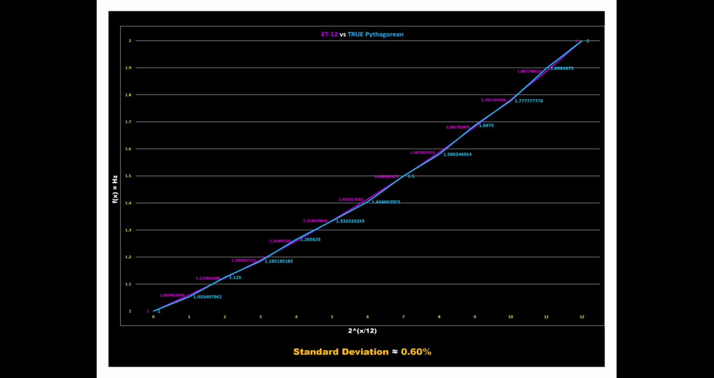And if we put a line graph of the two on top of each other, we can see how well Pythagorean tuning is able to approximate equal temperament 12's pure mathematical curve. And you can see it wobbles around a bit. We have a total standard deviation of 0.60% error.